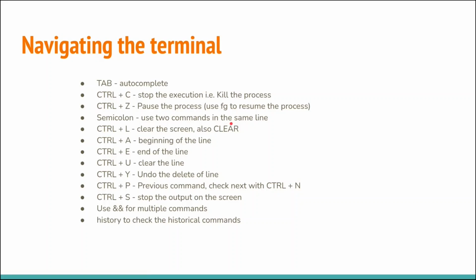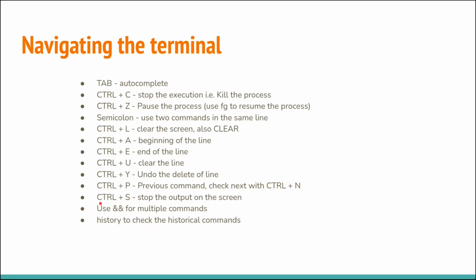So just to recap, we have the following options for navigating. Tab is to autocomplete. Control C is used to stop the execution, that is kill the process. Control Z would pause the process and you can use fg to resume the process. You can use semicolon to have two unrelated commands in the same line. Control L is to clear the screen and also you can use clear. Control A would take you to the beginning of the prompt or beginning of the line and Control E would take you to the end of the line. Control U would clear the line and you can undo the clearing of the line using Control Y. You can go to the previous command using Control P and to the next using Control N.